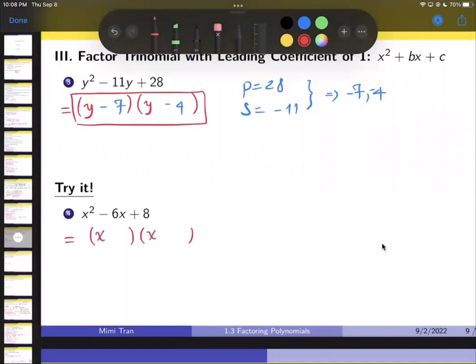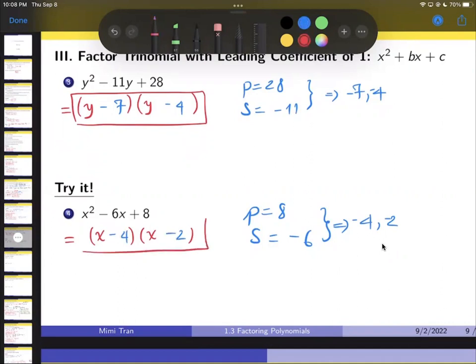x and x, product is 8, sum is negative 6. So the two numbers, I know 4 and 2, negative 4, negative 2. Right? So negative 4, let me rewrite it properly. Negative 4, negative 2. That's it. We're done with number 4.